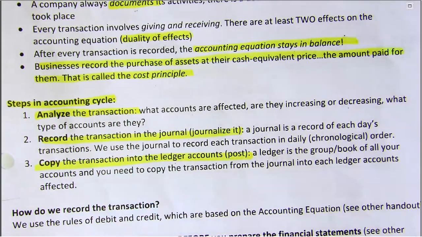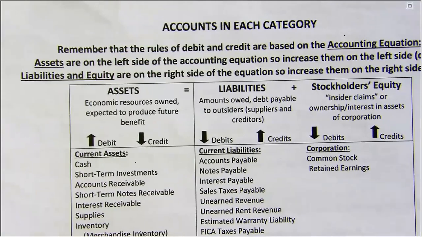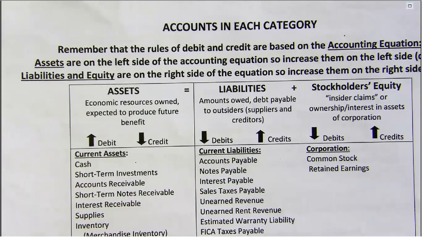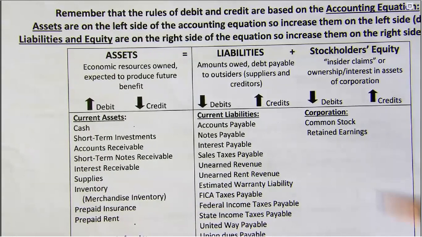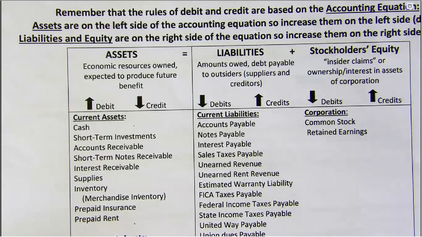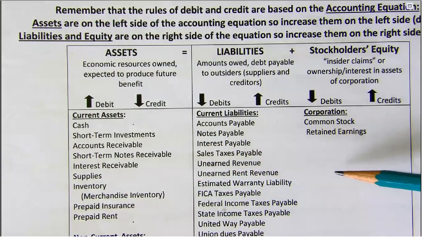When we picture that transaction, what accounts are affected and are they increasing or decreasing? And by accounts, we mean specific assets, liabilities, and stockholders' equity items. This document can be found in the Please Print folder. It's a listing of asset accounts, liability accounts, and stockholders' equity accounts that we'll be using in this chapter or future chapters. Accounts are simply places to record activity in specific assets, liabilities, and stockholders' equity items.